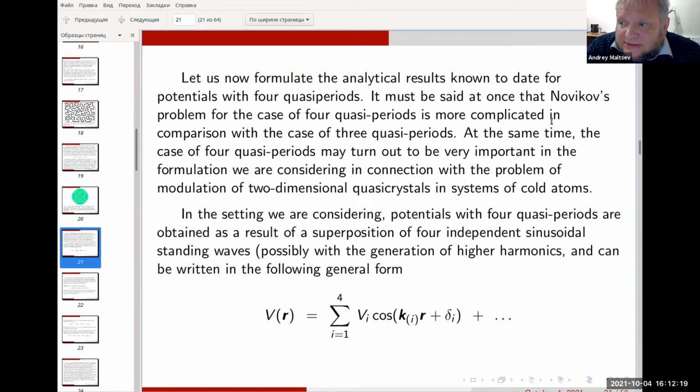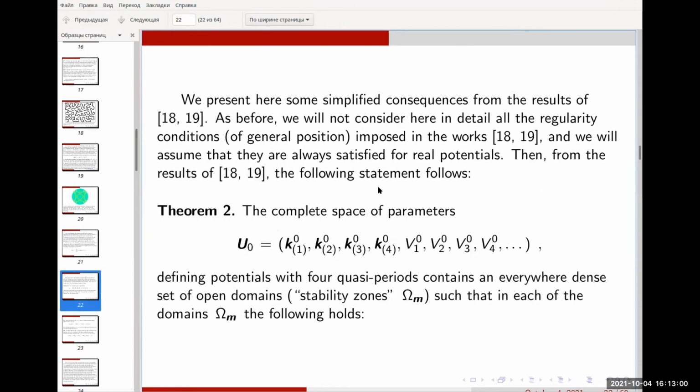Now let us say about some results for the case of potentials with 4 quasi-periods. Like in the full analogy with the previous case, the potentials with 4 quasi-periods are restrictions of 4 periodic functions under all possible embeddings of two-dimensional plane in 4-dimensional space. Also, we can say that for systems of cold atoms, these potentials usually have a finite number of harmonics, but it is not important for obtaining different geometries of their level lines.